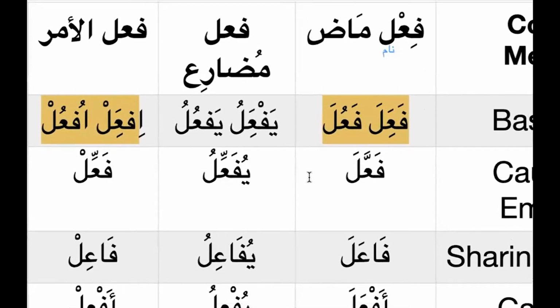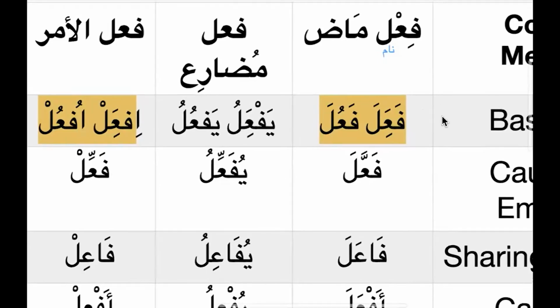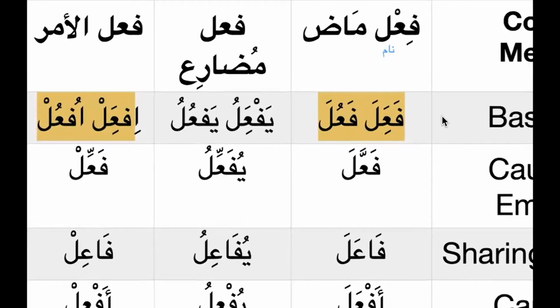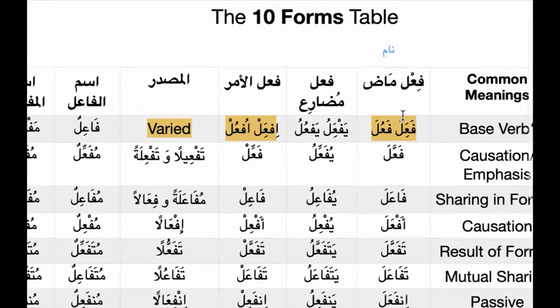For example, darasa yadrusu is to study, but darrasa yudarrisu means to teach. Or for that matter, alima ya'lamu means to know, and allama yu'allimu means to teach. So you'll note that the discussion of the babs in form one doesn't apply to form two, which means even though alima in the madi, he knew, takes a kasra on the ayn letter, in form two, allama is all fatha.